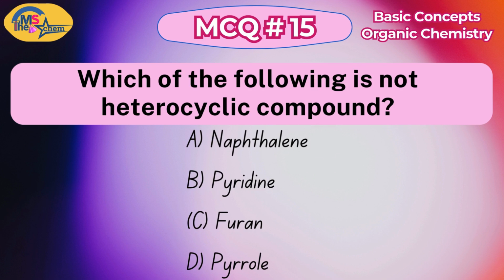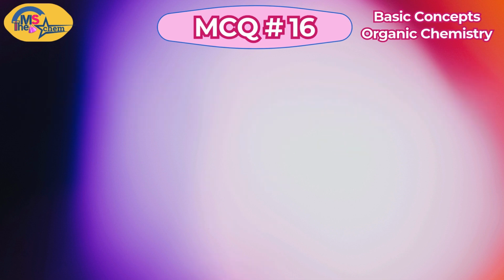The true answer to this question is naphthalene, because in naphthalene both the rings are formed by carbon atoms, but in pyridine, furan and pyrrole there are nitrogen and oxygen atoms. In pyridine and pyrrole there is a nitrogen atom, but in furan there is an oxygen atom present in the structure of the furan. So the option A, naphthalene, is the true answer.